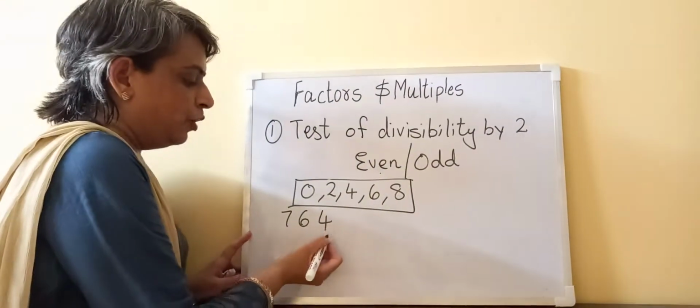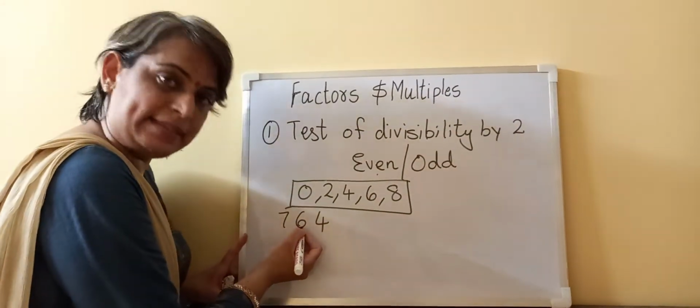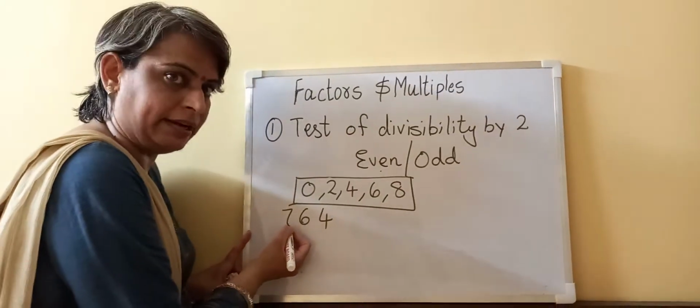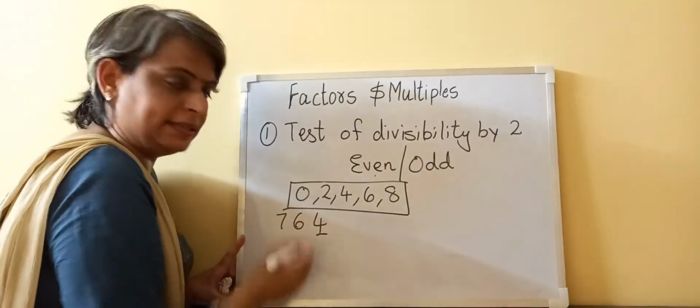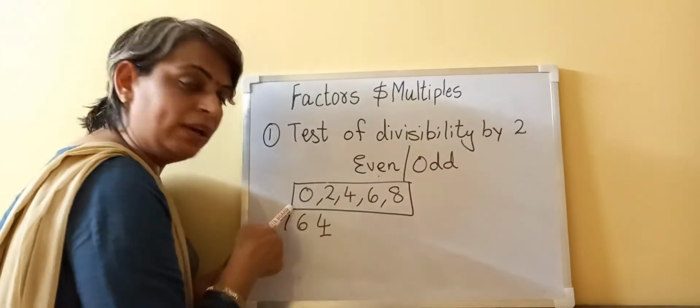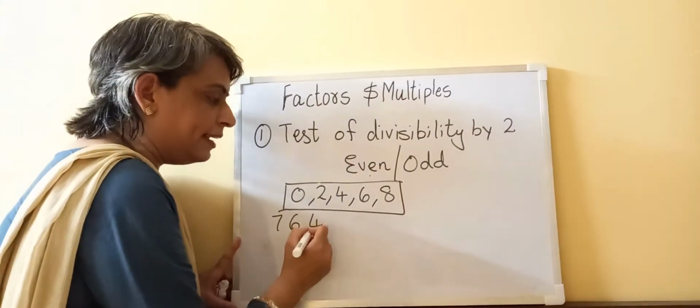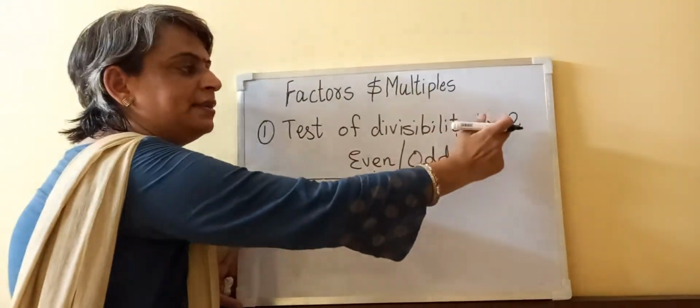764. Now, what is the place of 4? It is ones. Place of 6? It is tens. Place of 7? It is hundreds. Now, in the ones place, what number have I written here? 4. Is 4 there in this particular set? Yes, it is there. So what does it mean? That it is an even number. It is divisible by 2.